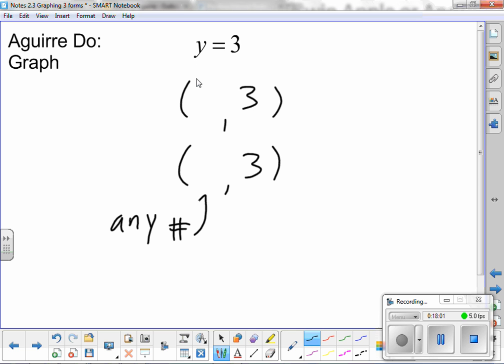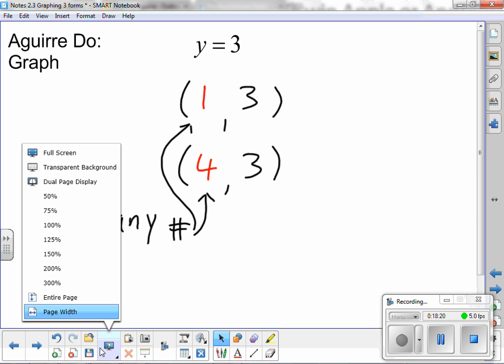Any number here and any number there, because no matter what you put in for the x's, it does not violate the statement that y is 3 because you just made your y's equal to 3. So I'll make this a 1 and a 4. Okay, you can make them negatives, you can make them whatever you want. So once you have 2 points, you can make a line, and you don't have to memorize which way that line's going because you just have your 2 points right there.